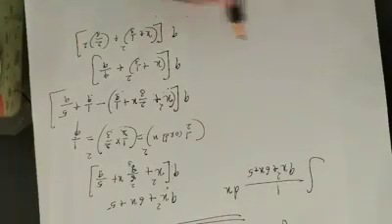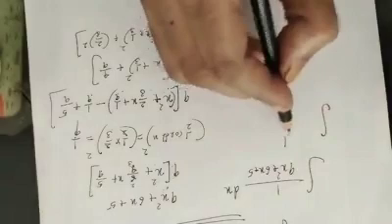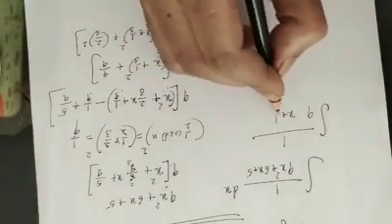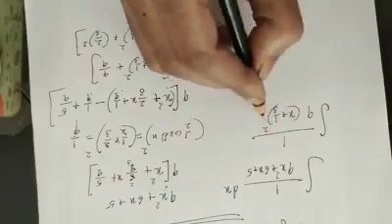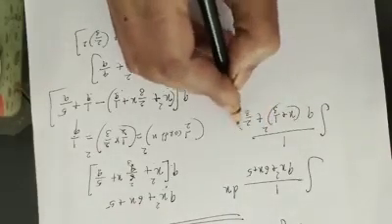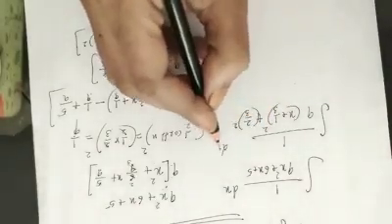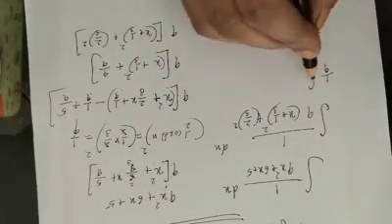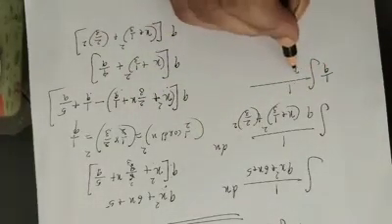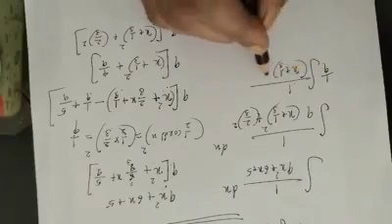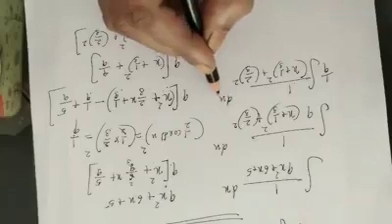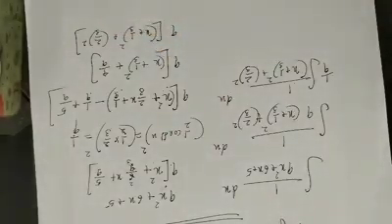Then we can substitute. The question becomes 1 by 9 into x plus 1 by 3 whole square plus 2 by 3 whole square with respect to x. Okay, we can take the constant outside: 1 by 9 integral 1 by x plus 1 by 3 whole square plus 2 by 3 whole square with respect to x. Can we state the standard integral?